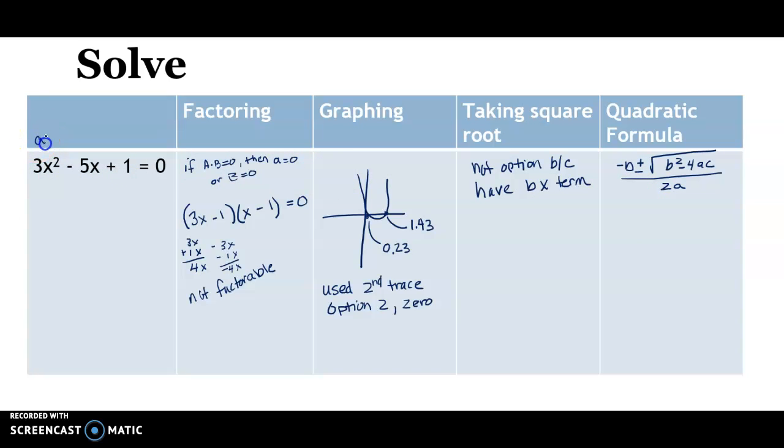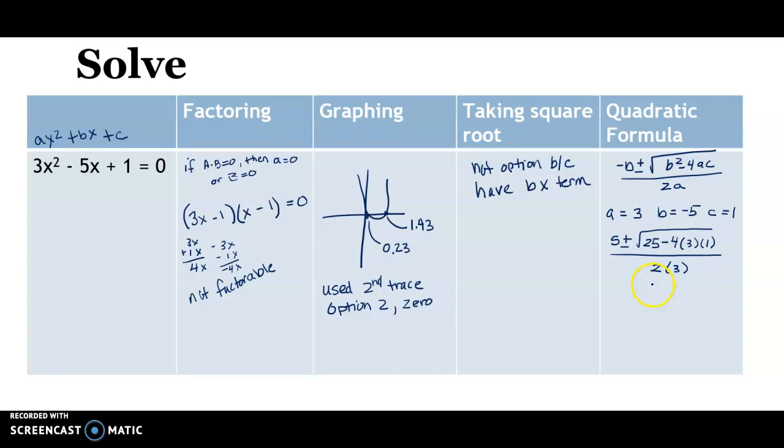My equation is in standard form, ax squared plus bx plus c. So from that, I match up that a is equal to 3, b is equal to -5, and c is equal to 1. Then I put all that in my formula. So the opposite of b is 5 plus or minus square root. B squared is 25 minus 4 times 3 times 1, all over 2 times 3.